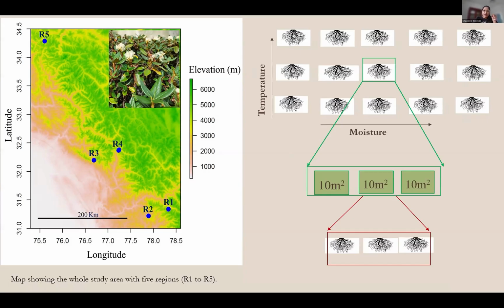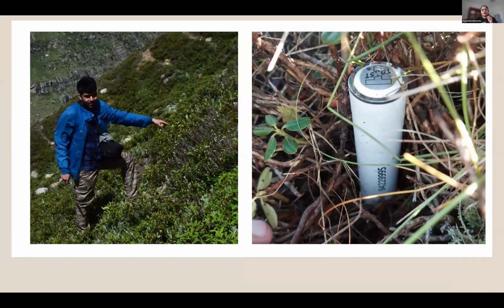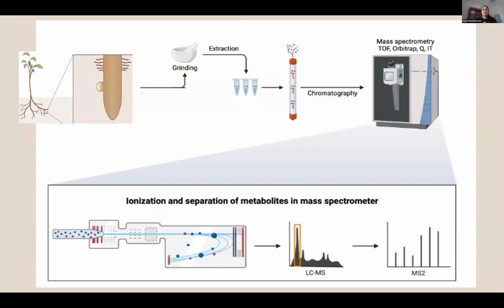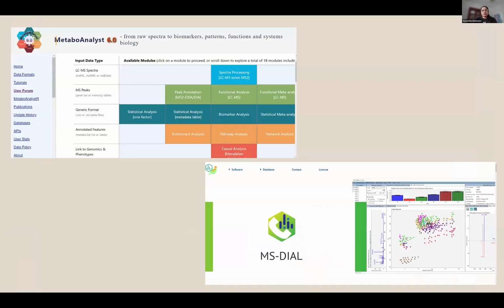For the climatic variables, we installed data loggers at all the 15 studied populations, which collected data for a period of 1 year at an interval of 15 minutes every day. After bringing back the samples from India to Czech Republic, I followed this protocol and did untargeted LCMS to get the metabolite peaks. We got the data in 2 modes, that is positive and negative mode. I used MetaboAnalyst and MS-Dial, these 2 softwares, to analyze the raw data, and I used R for doing the statistical analysis.